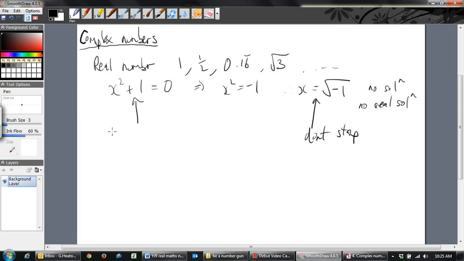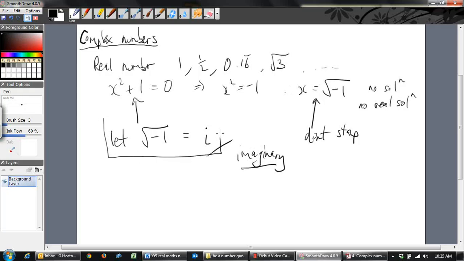And so what they said is that instead of writing the square root of -1 all the time, we're just going to call that i, and that's our imaginary number. We don't know what it is, we don't understand what the square root of -1 is, but we're just going to call this i an imaginary number. So this is the cornerstone of complex algebra, where i is equal to the square root of -1.